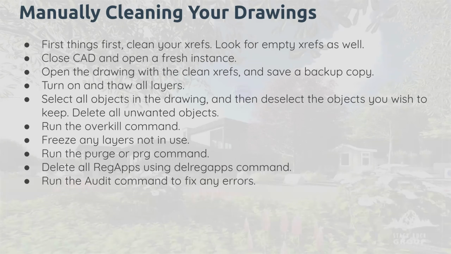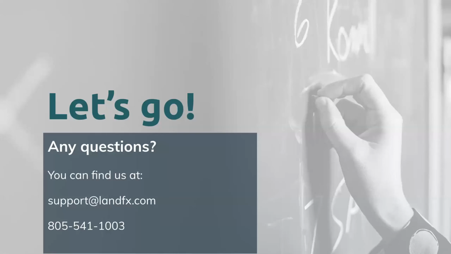And then you're going to want to run the audit command to fix any errors, and it'll ask you if you want the system to fix the errors that it finds, and of course we want to say yes to that prompt. Once you've done all of this, you're going to want to clean export your drawing, and this is going to allow you to have a clean separate file. And then you're going to, of course, want to close down CAD completely before you open up that clean file to check it out.